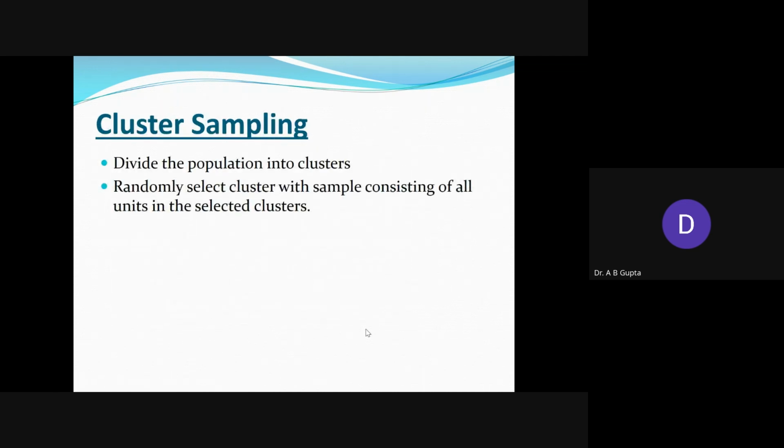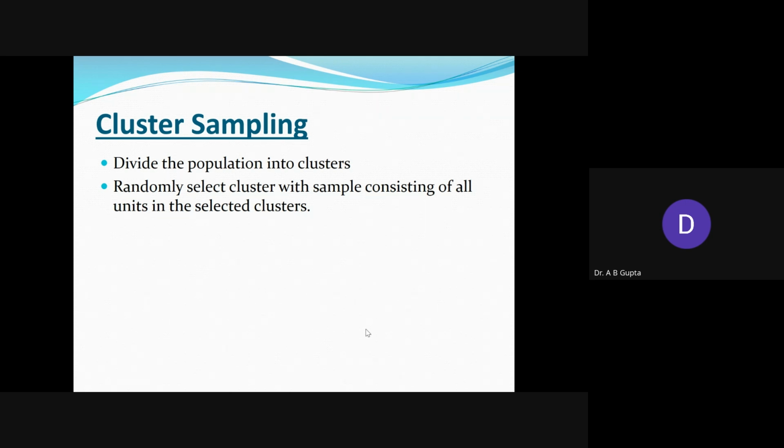Then there is another method which we call cluster sampling, where we divide the population into clusters. The entire population I am dividing into clusters, and then I select the cluster. So this is very important. Please try to understand it. So I divide the population into clusters. Then I have to select the cluster, and once I select the cluster, I have to put all the units of that cluster in the sample.